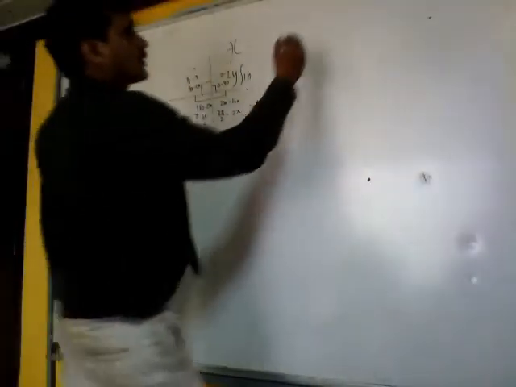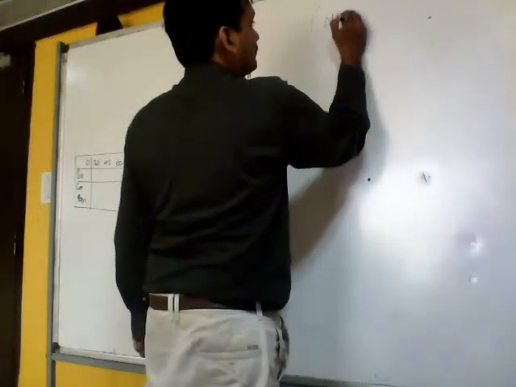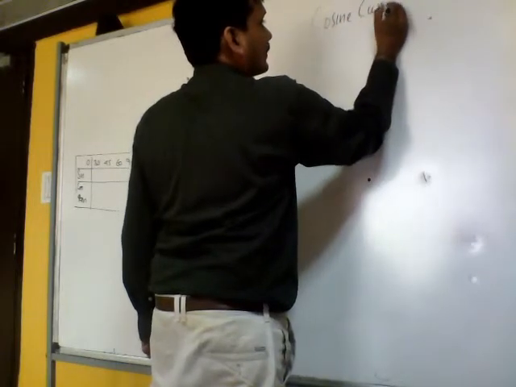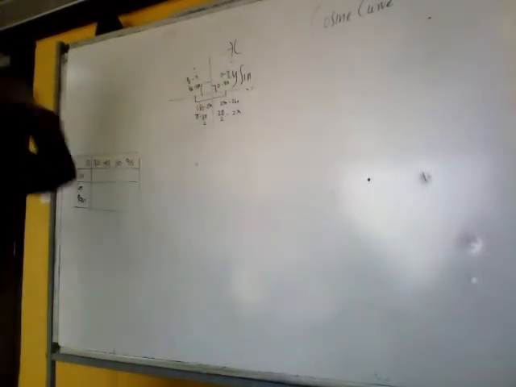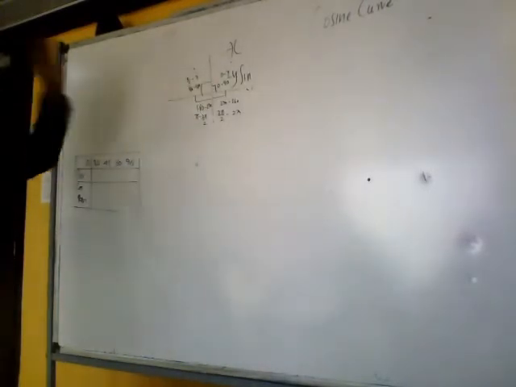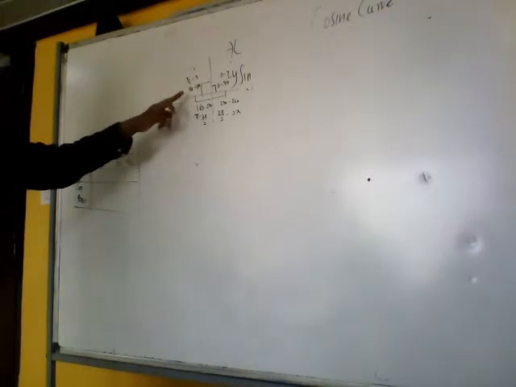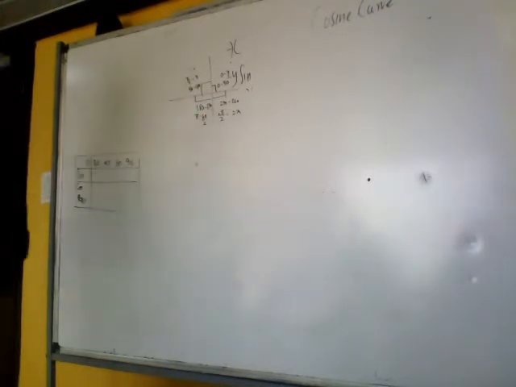Now we want the cosine curve. After we learned the sine curve, we want the cosine curve under the influence of four quadrants: 0 to 90, 90 to 180, 180 to 270, 270 to 360. We are going to analyze the cosine values among these four quadrants.